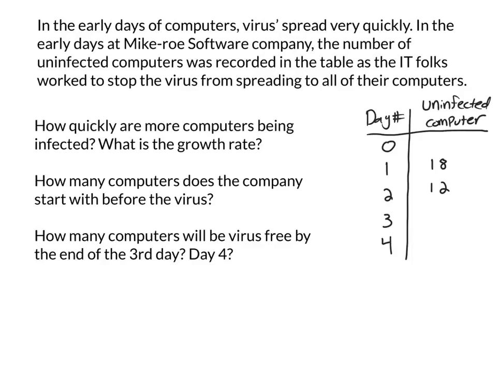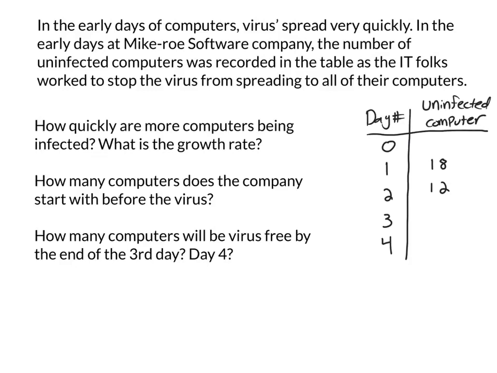In the early days of computers, viruses spread very quickly. In the early days of Microsoft software company, the number of uninfected computers was recorded in the table as the IT folks worked to stop the virus from spreading to all of their computers. How quickly are the computers being infected? What is the growth rate?